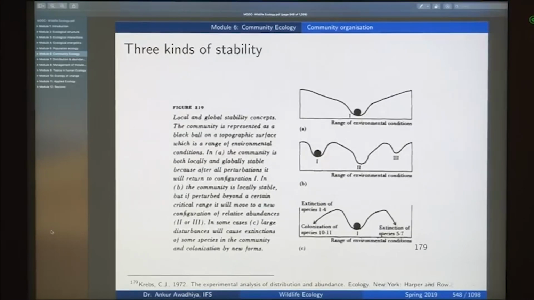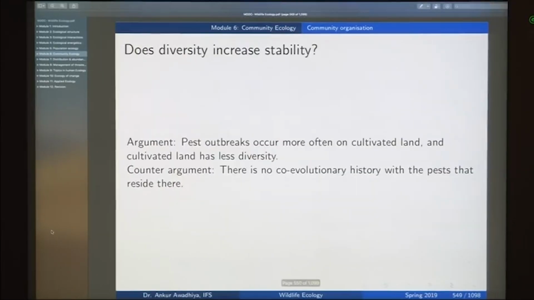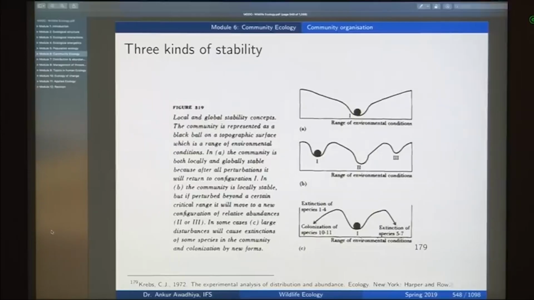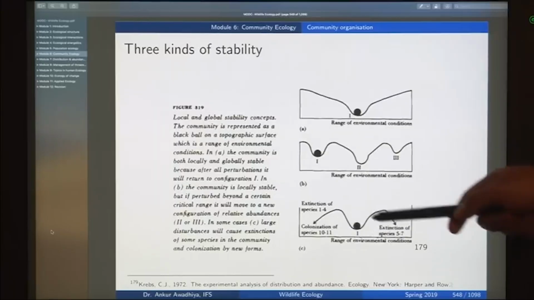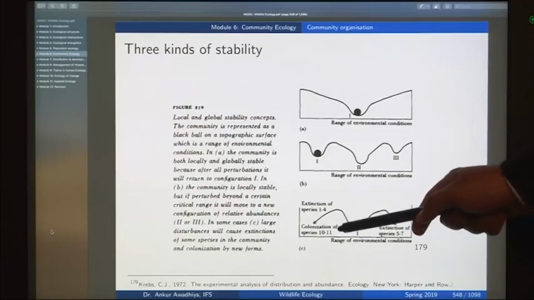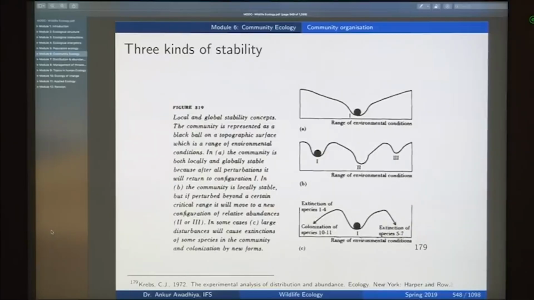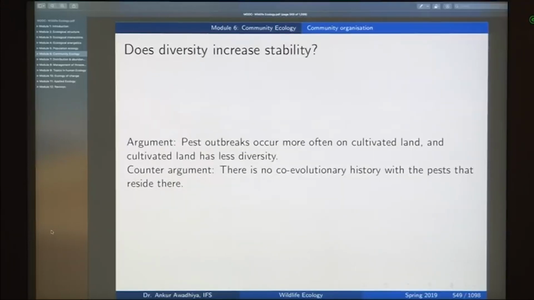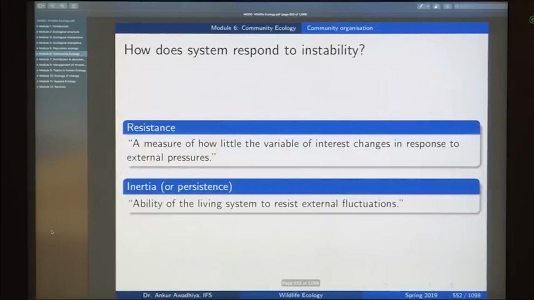So, we have three different kinds of stability. You can have global stability, or you can have local stability, or you can have a situation where you have neither local nor global stability. So, in this case, if you have a community like this and you are giving it any amount of disturbance, if it is very small disturbance, then probably this community will be locally stable, but if it is any greater, this community will become unstable. Next, the question is, does diversity increase stability? We typically say that diversity increases stability, but there are also some counter arguments. So, this is still a matter of some debate.